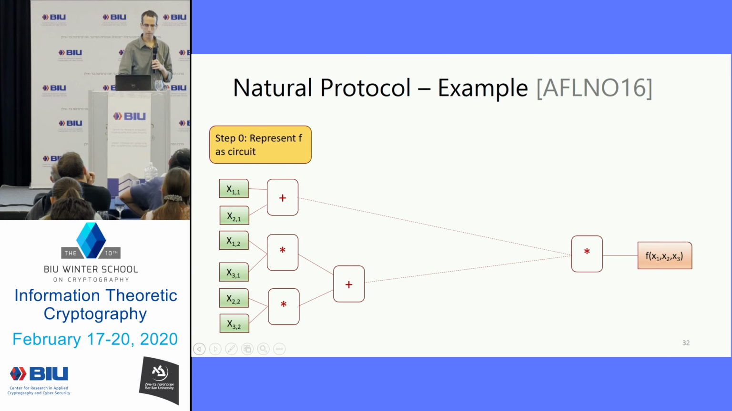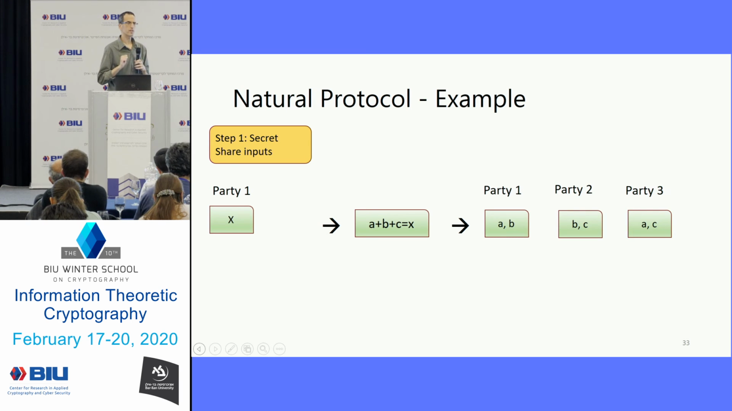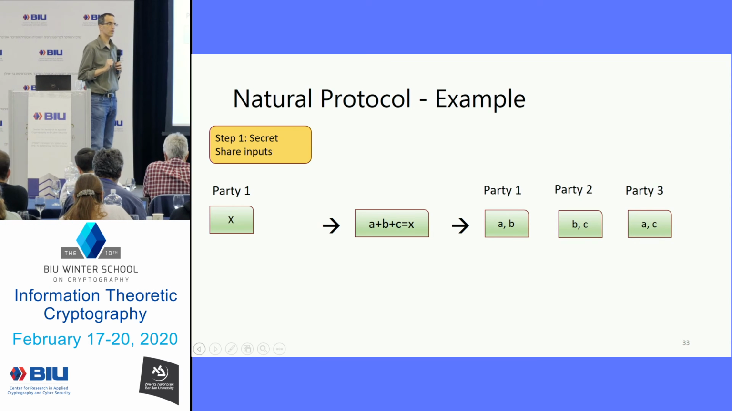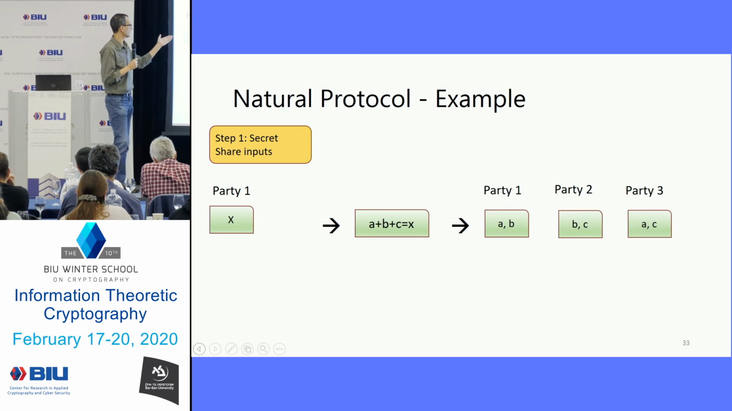Okay, how do we do MPC for this? So we have several stages. Let's look at party 1 and one of its inputs, x. The first thing it does is secret share its input. The way it's going to secret share the input is using replicated secret sharing, which I believe you've heard about. And if not, here's a great introduction.